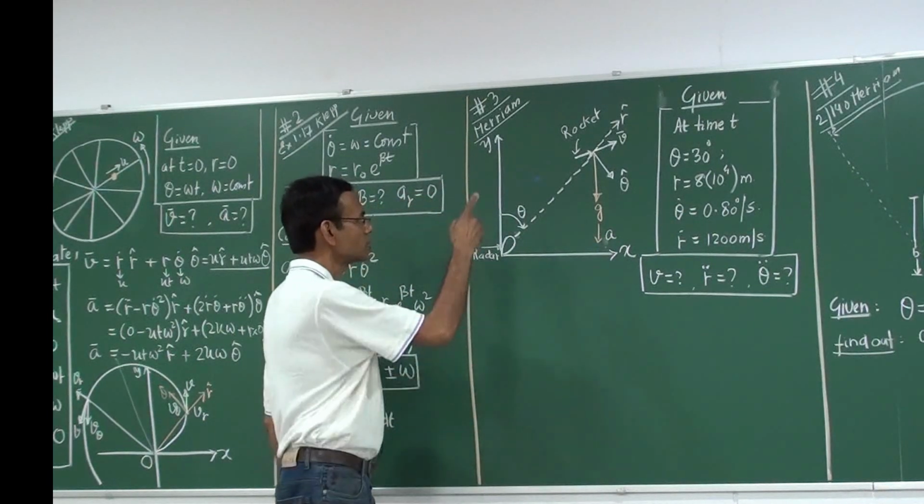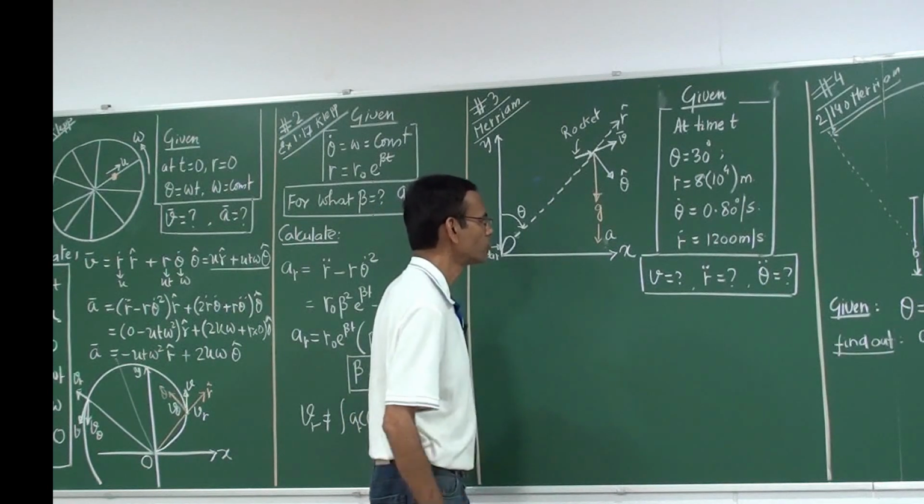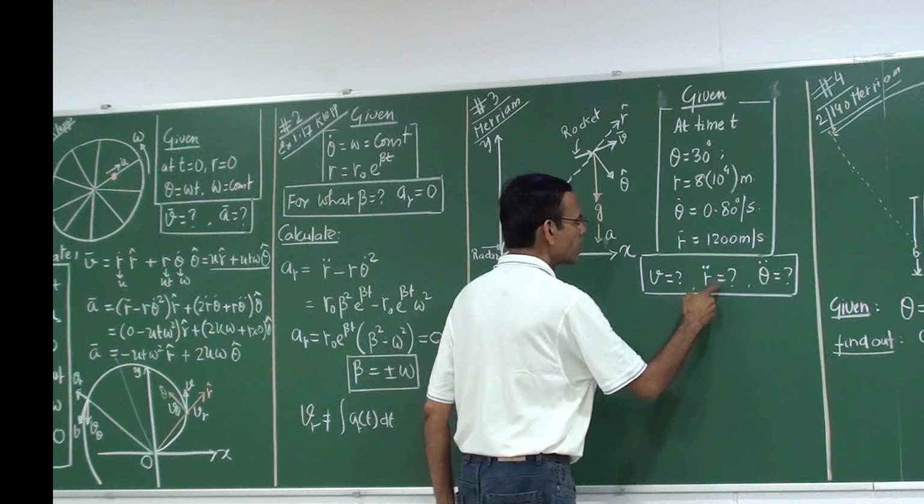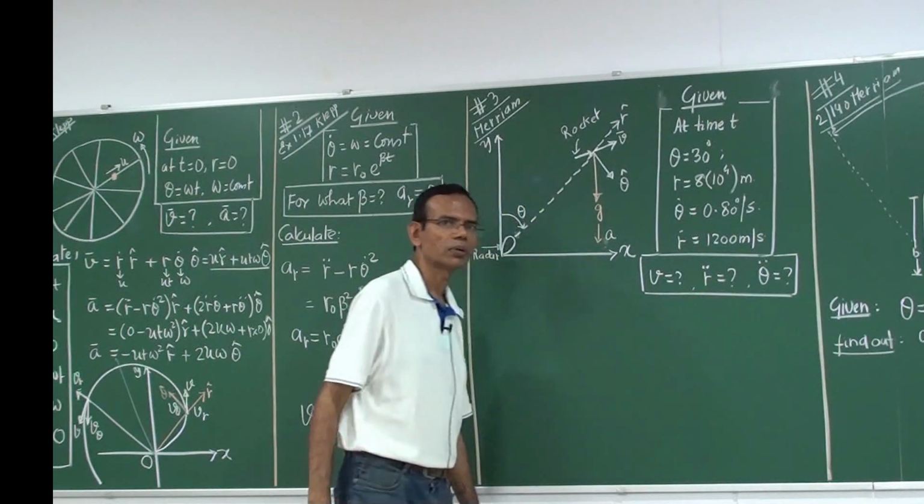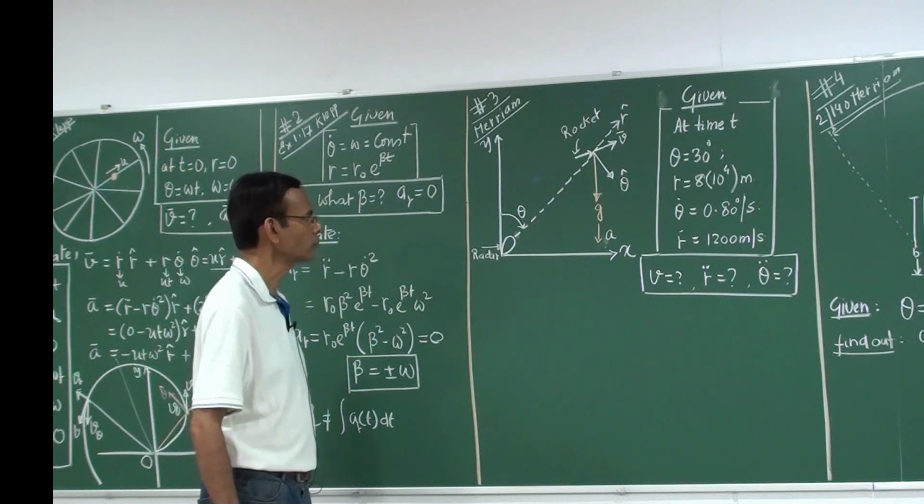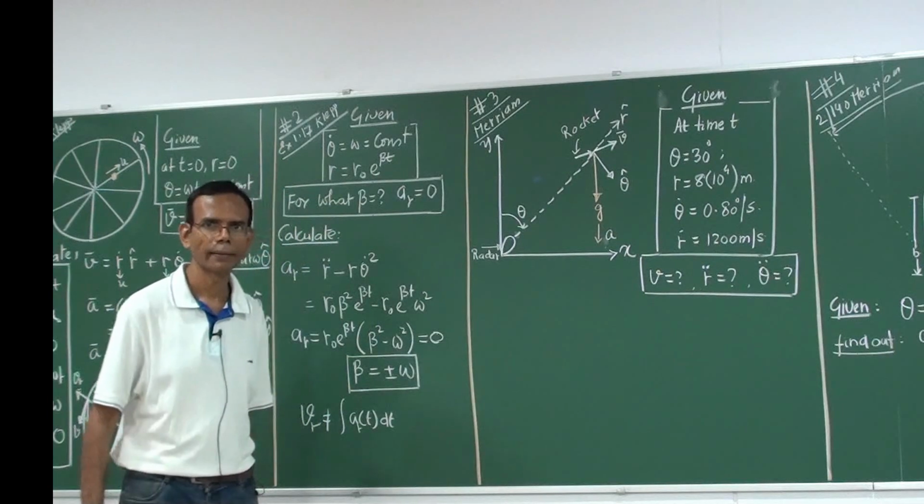And acceleration is downward. So the acceleration vector is given to you. Then they are asking for velocity. What is velocity? What is r double dot and theta double dot? These are the things you can calculate. Okay. So how to do it? How to go about it?